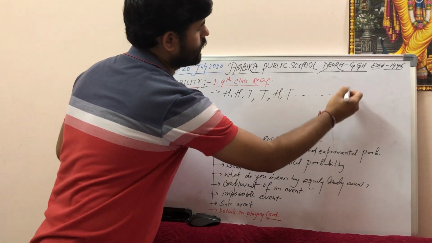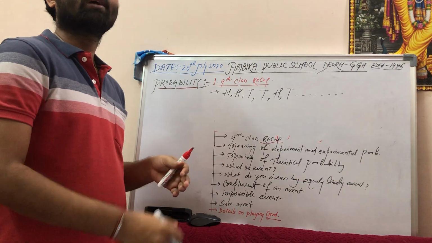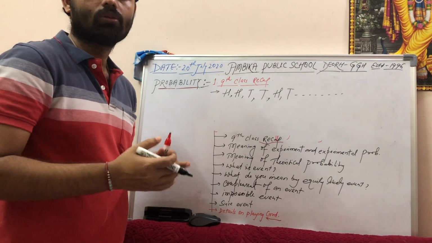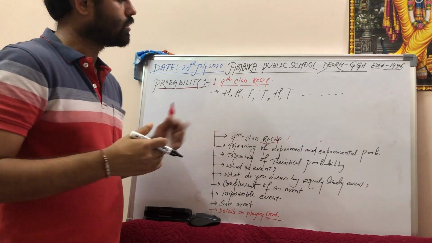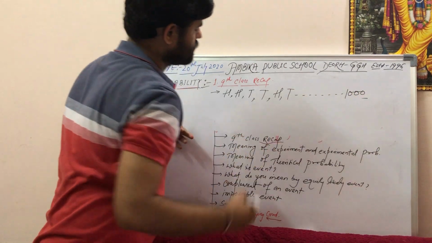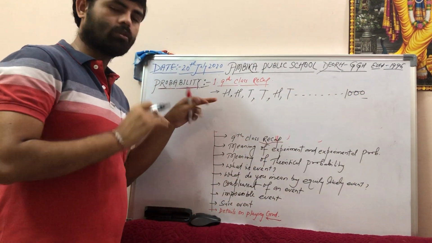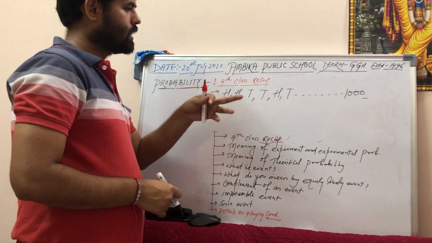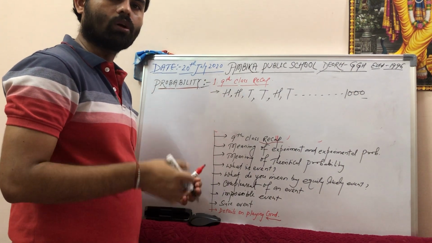Similarly, we can toss the coin n number of times. N number of times means I don't know how many times. If you want 1000 times, you can toss the coin 1000 times. Let us say I am doing an experiment on the coin, where I just want to see the result after tossing the coin 1000 times.